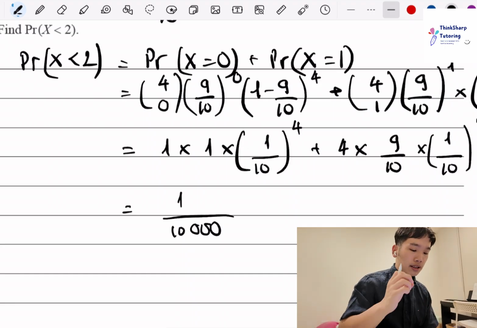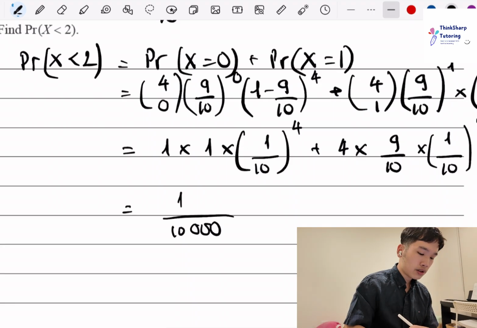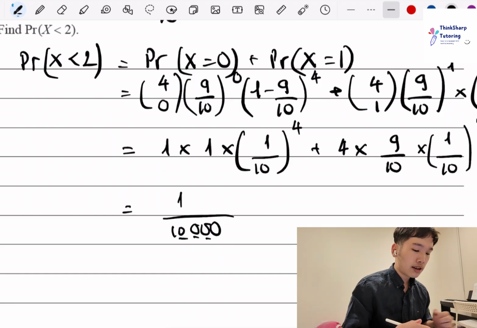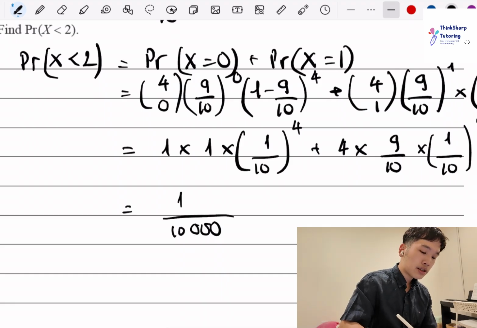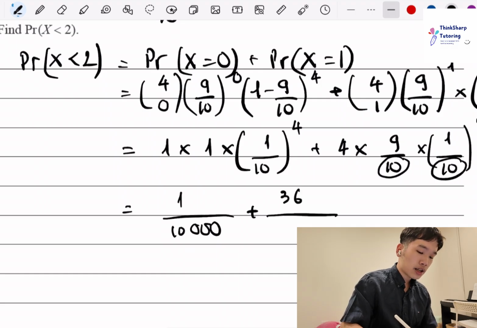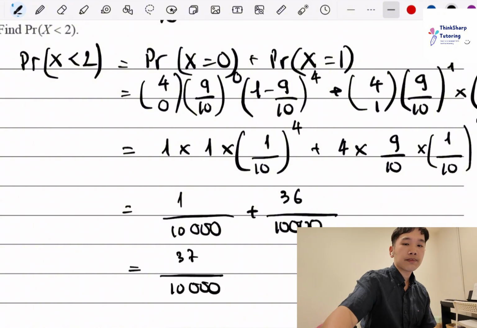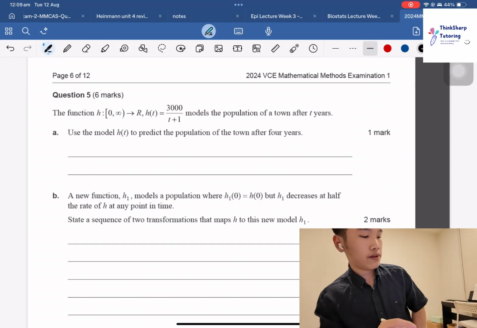The other way of thinking of this is to the power of 4, that means you are going to add 4 zeros. So we have 1, 2, 3, 4 zeros. So that's 1 over 10,000 plus 36 over 10 times 10 cubed, that is also 10,000. And if you add that, that will be 37 over 10,000. All right.